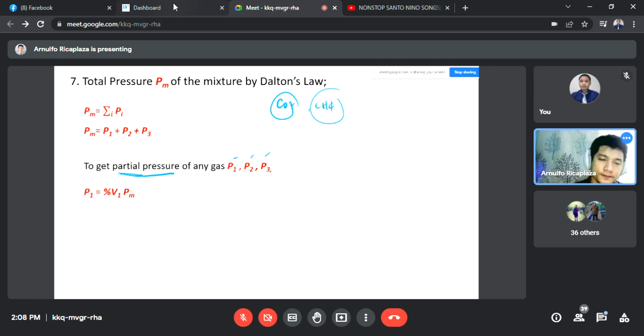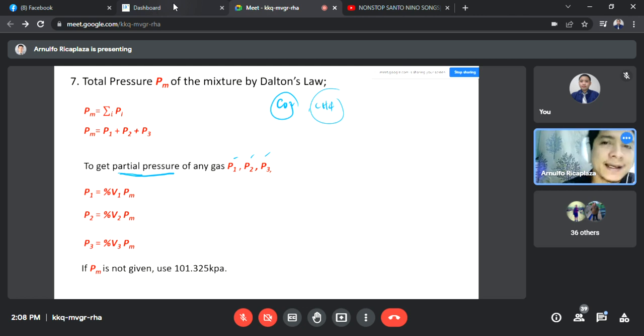For point 2 or gas 2, we have this, and for gas 3 it is this: the percent volume of point 3 times the PM. That is to find the pressure 3. And if the total pressure is not given, just use 101.325 kPa. But if it is given, just use that. This is just the standard.